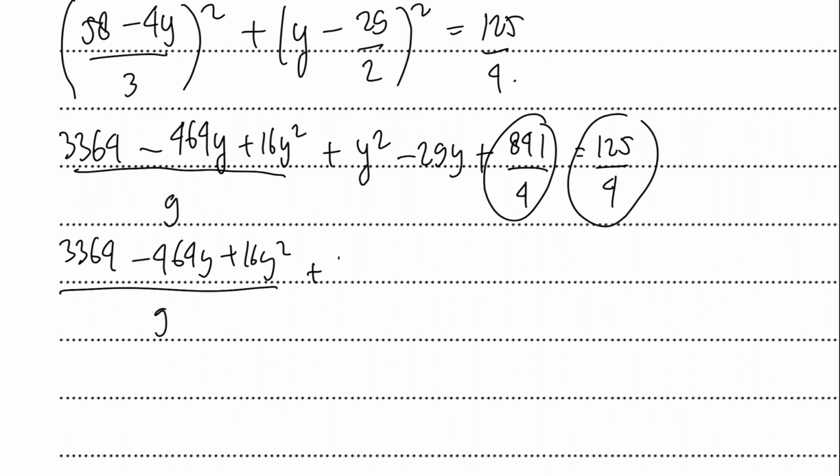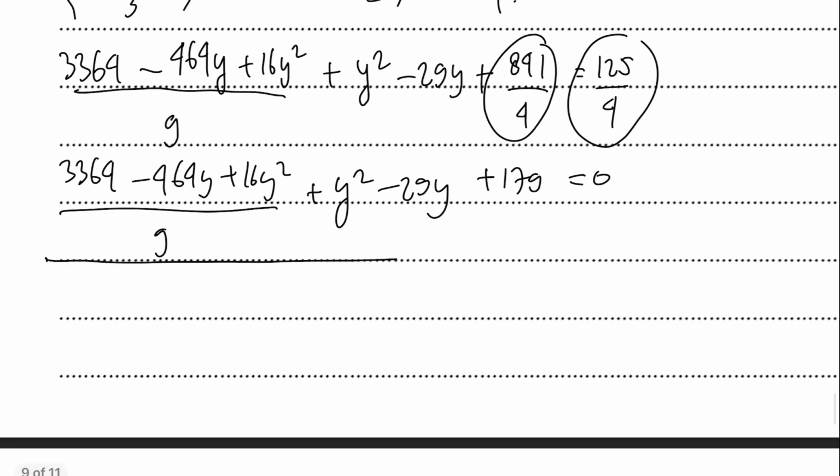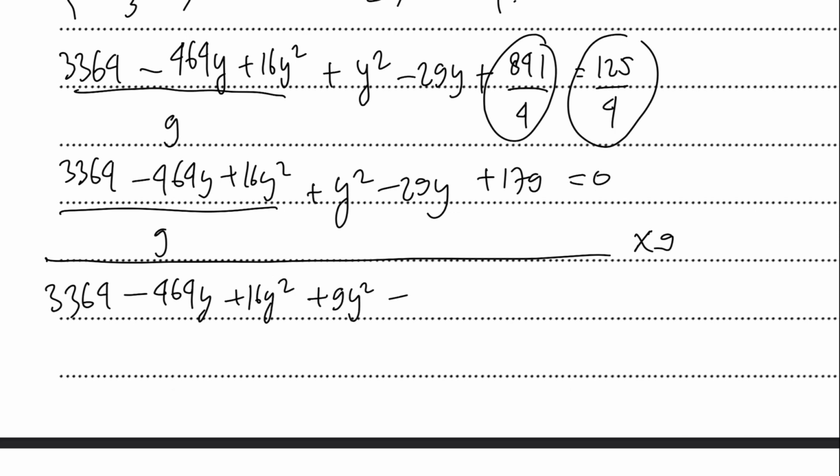And then we have this plus y minus 29y, and we subtract 841 over 4 minus 125 over 4. Oh, it gives us a good number, 179, equals 0. Now I can multiply both sides by 9 finally. 3364 minus 464y plus 16y squared plus 9y squared minus 29 times 9 minus 261y plus 179 times 9, 1611, equals 0.